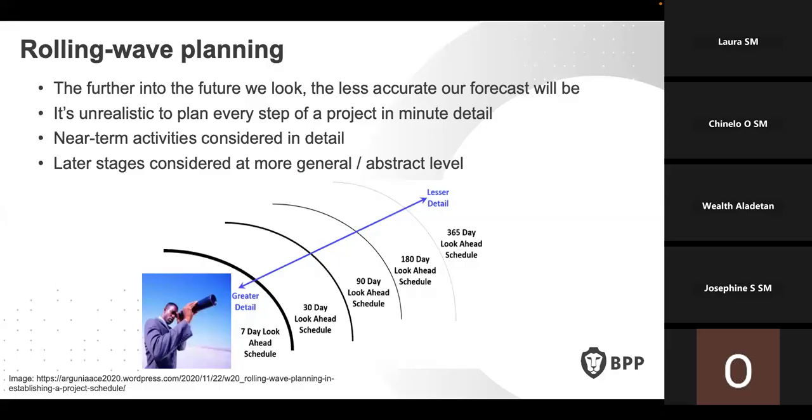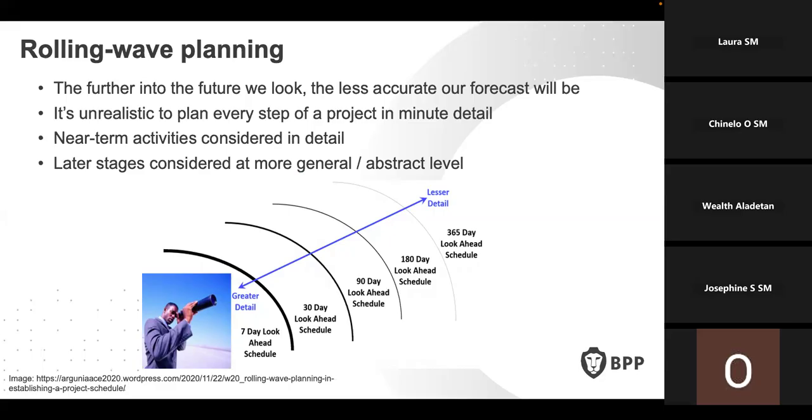You can have a 7 days plan. We're looking ahead 7 days. What are we doing in the next 7 days? 30 days, 90 days, 180, 365. Okay? So the longer the days, the less information, the less detail you will have. That's what this rolling wave planning talks about.